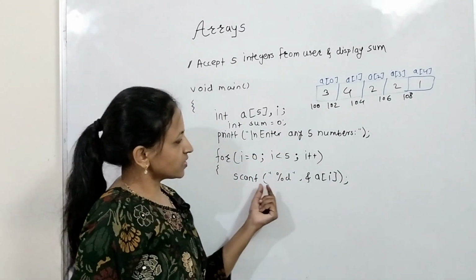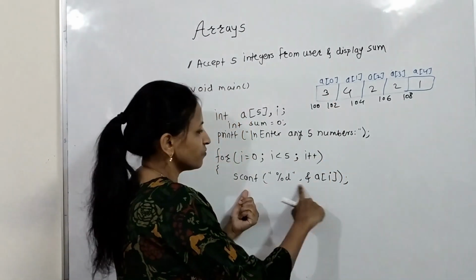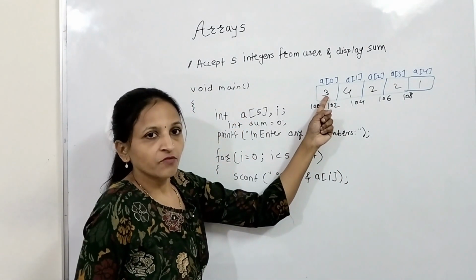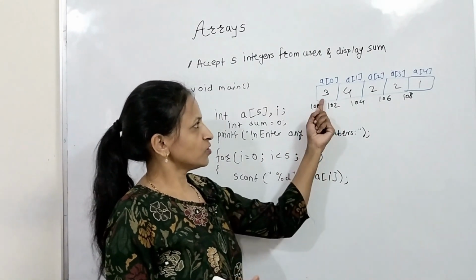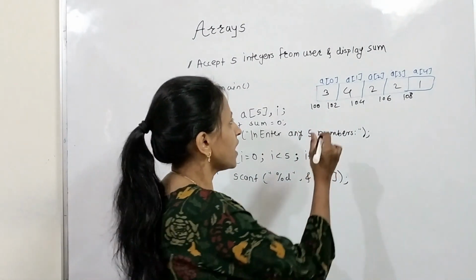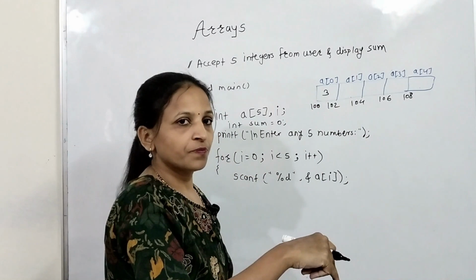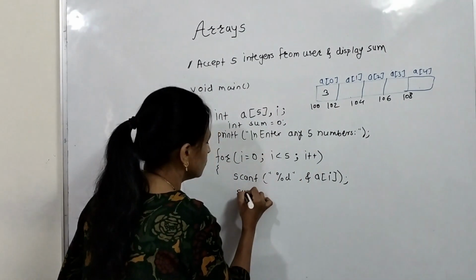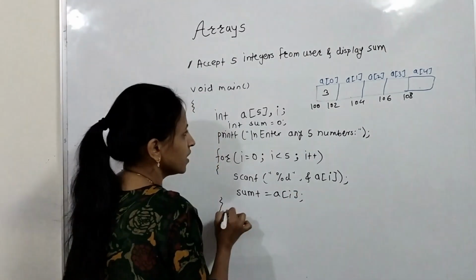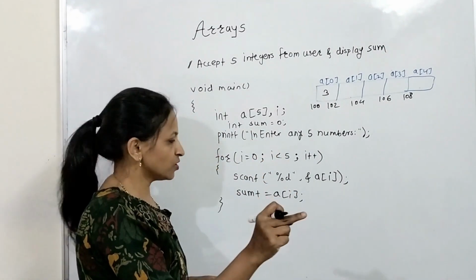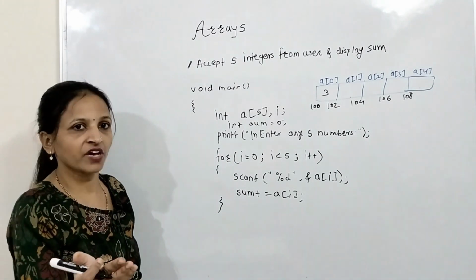equals to 0. Now how to do that? Whenever we accept the first number of that array from the user, we will add it to sum directly. How? See here, a of 0 the user has entered first, then we will add it to sum like this: sum plus equals to a of I. Now what will happen here? Internally sum has the initial value 0. Sum plus equals to a of I means sum equals to sum plus a of I.